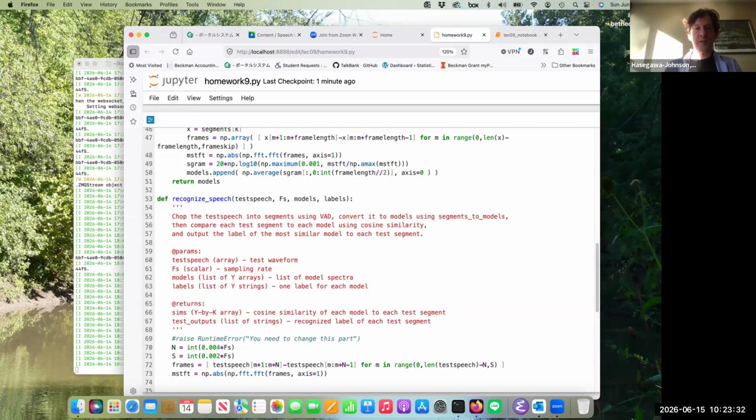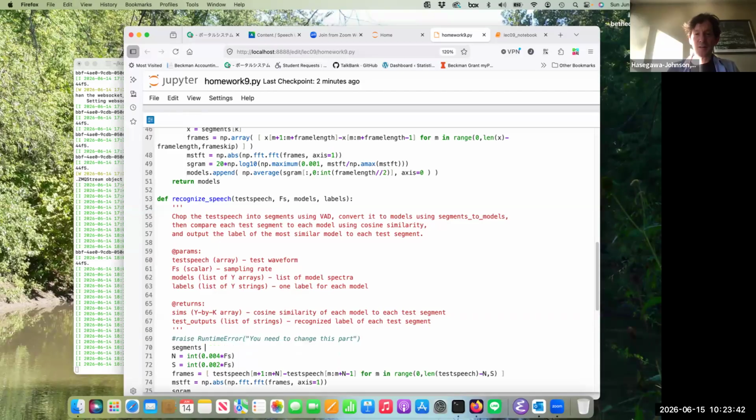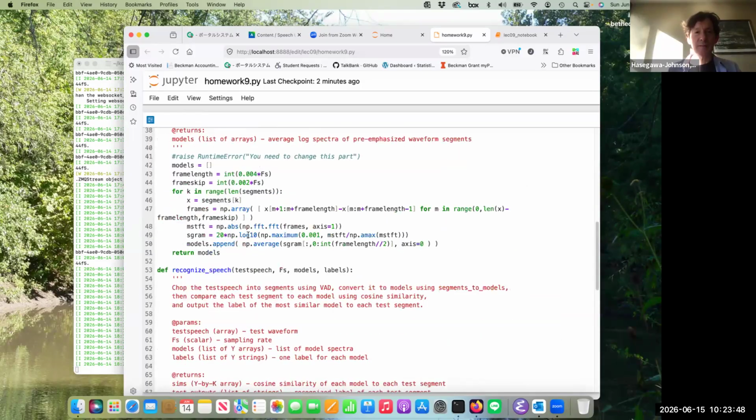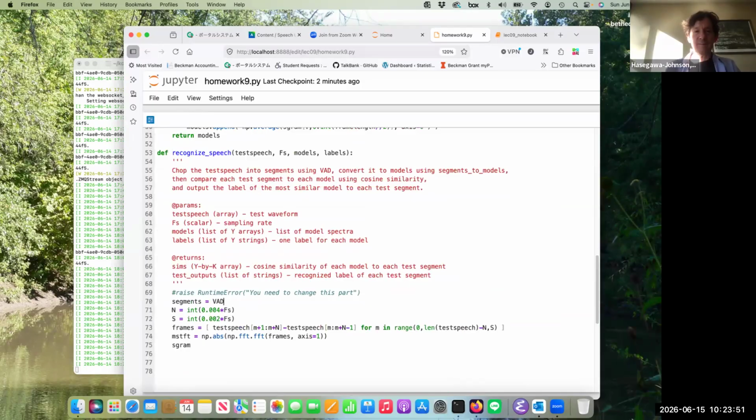And then I want to calculate the spectrogram. Oh, so first I want to chop it into segments using VAD. All right, so first I want to chop it into segments. Segments equals VAD of the test speech. Okay. And then once I've done that, then for each of the segments, I want to calculate its spectrogram.